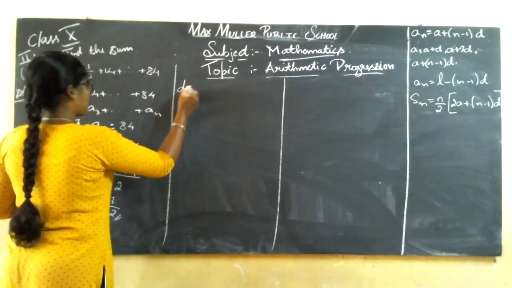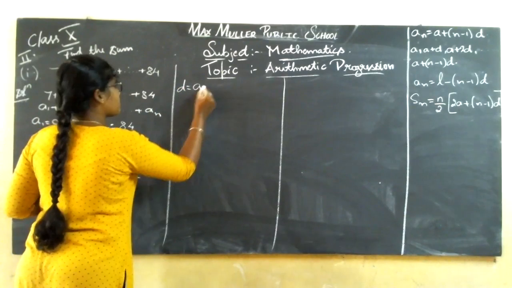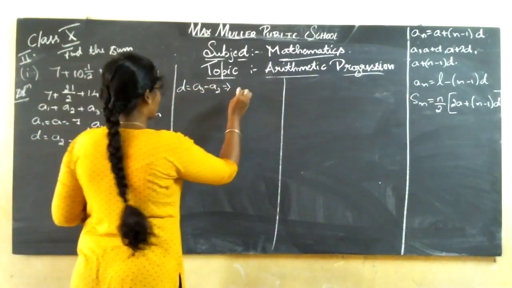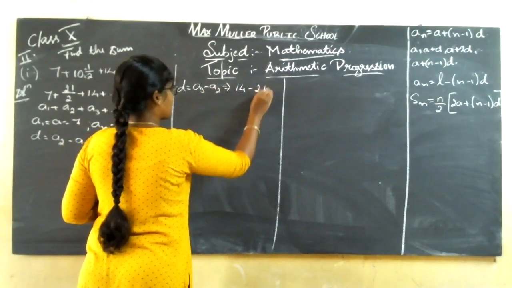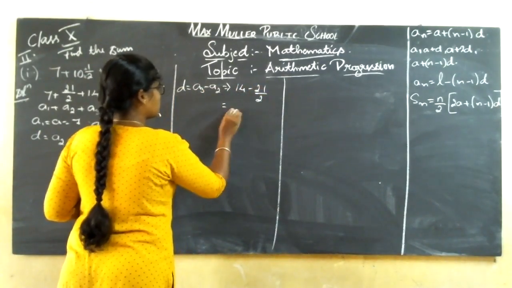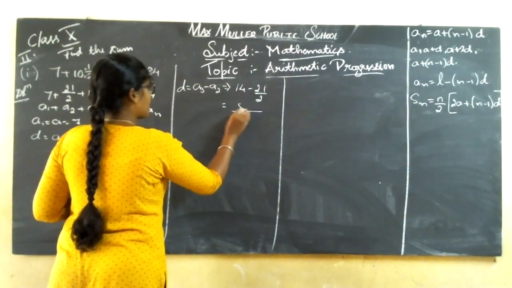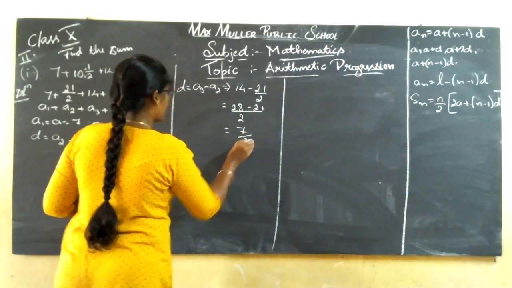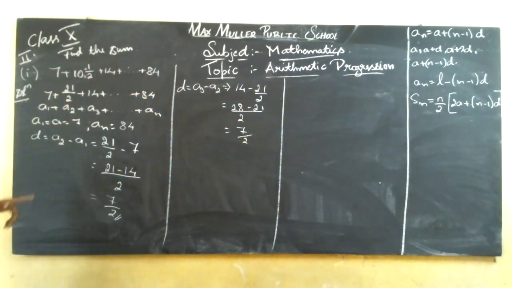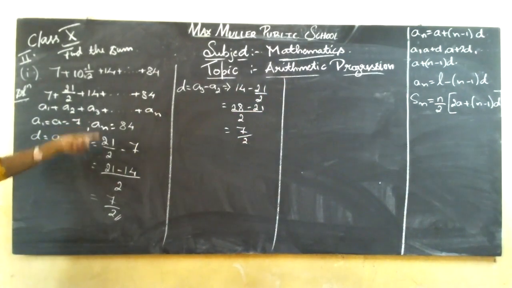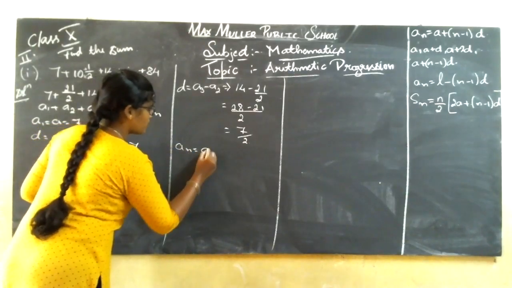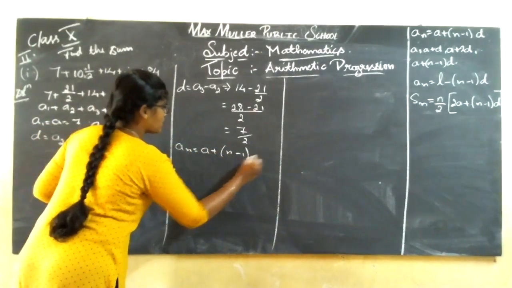So D is equal to the next term, A3 minus A2. What is A3? It is 14 minus 21 divided by 2, which is equal to 2 into 2 4s are 8, 2 2s are 4, so 4 minus 21 which is equal to 7 by 2. So the D value I get is the same, 7 by 2. Now I know A, I know AN, I know D. Can I find out N using the general formula? Yes. So AN is equal to A plus N minus 1 into D.